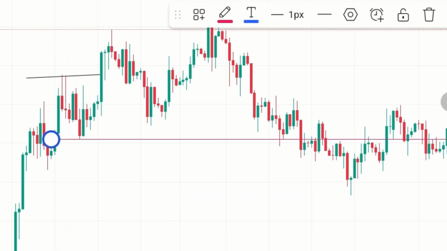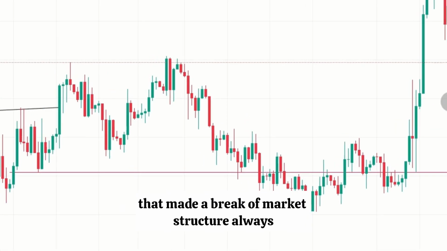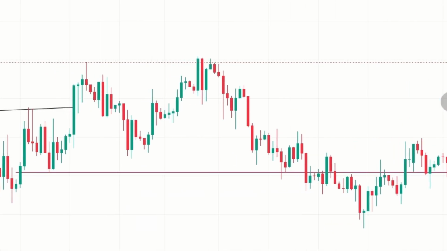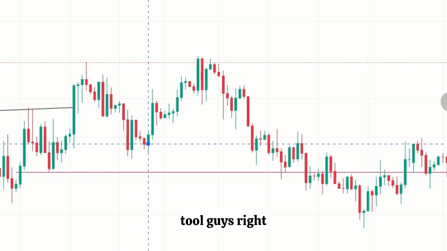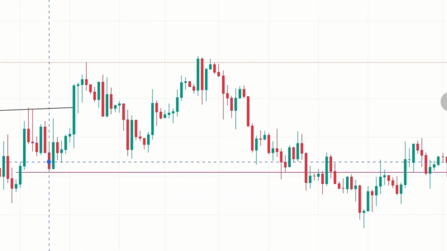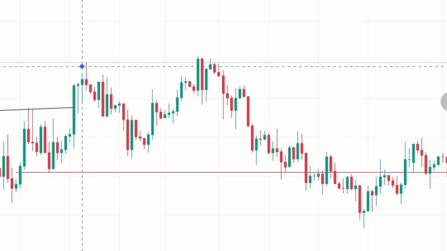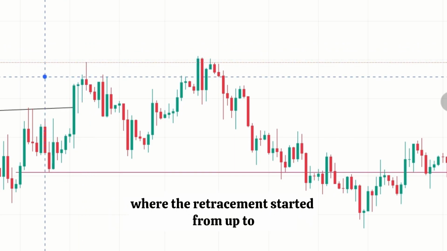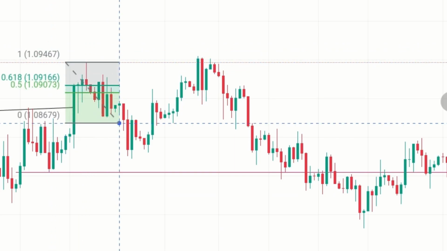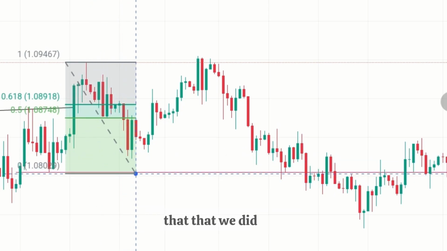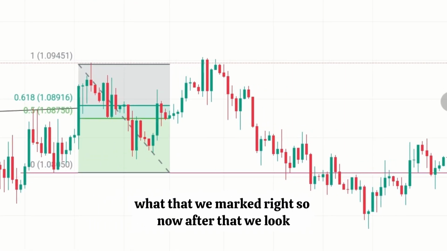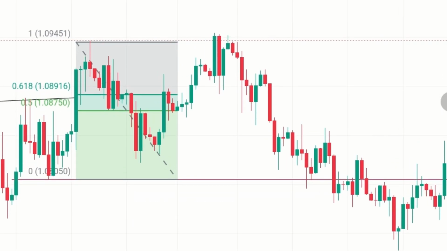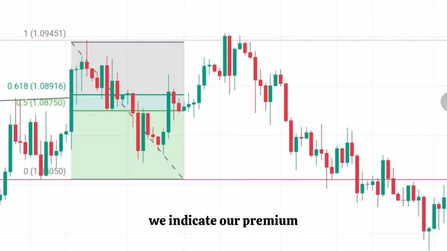When we have indicated our low that made the break of market structure, we pull out our Fibonacci retracement tool. We put it from where the retracement started, up to the low that we marked. After that, we indicate our premium and discount zone.